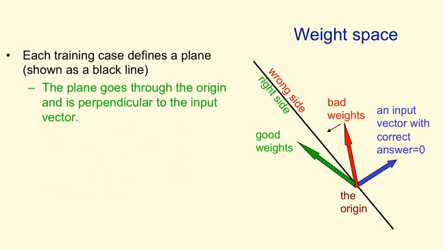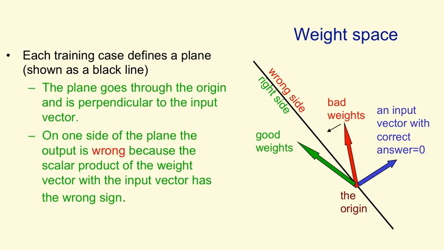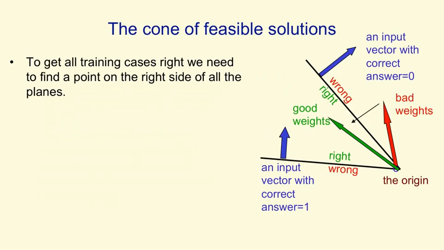So as before, the plane goes through the origin, it's perpendicular to the input vector, and on one side of the plane all the weight vectors are bad, and on the other side they're all good. Now let's put those two training cases together in one picture of weight space. Our picture of weight space is getting a little bit crowded. I've moved the input vectors over so we don't have all the vectors in quite the same place. And now you can see that there's a cone of possible weight vectors, and any weight vectors inside that cone will get the right answer for both training cases.